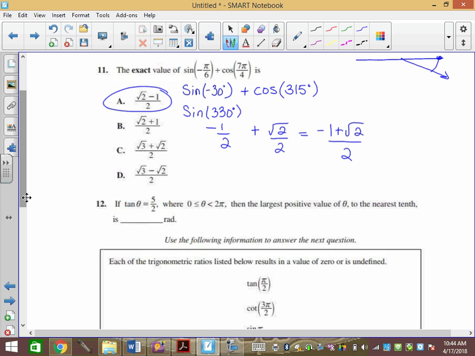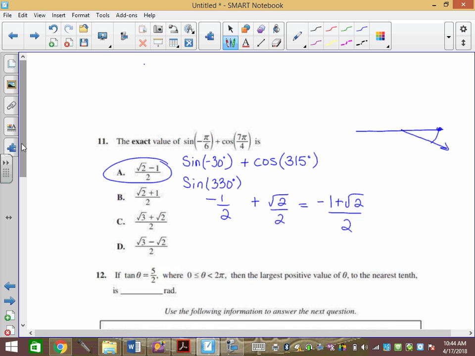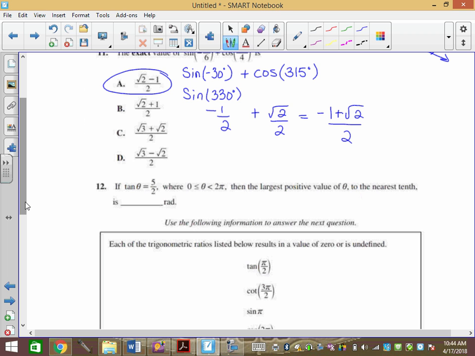Tan theta equals 5 over 2, where 0 is less than or equal to theta, less than or equal to 2 pi, then the largest positive value of x, or of theta. So, go back to the question. Do you see this? If tan theta equals 5 over 2, where it's between those, back when I asked you for a trig ratio, I'd ask you for secant or cotan or tan or whatever. So you have to find the third side to give me a trig ratio, correct? Is this one asking me for a trig ratio? It's asking me for theta.